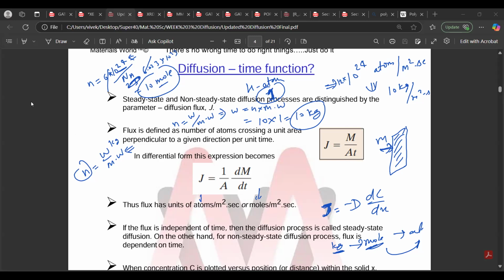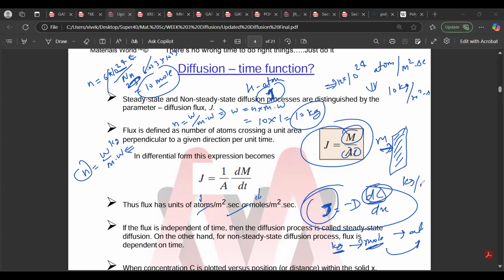That is the idea. This is Fick's first law that you have to apply. This is the concept of J that you have to apply, in kg per meter square second. Of course, you can have moles or atoms, all are the same. Depending on the unit of dC, you get the unit of J. If dC is in kg per meter cube, then the unit of J is kg per meter square second. I hope you understand.